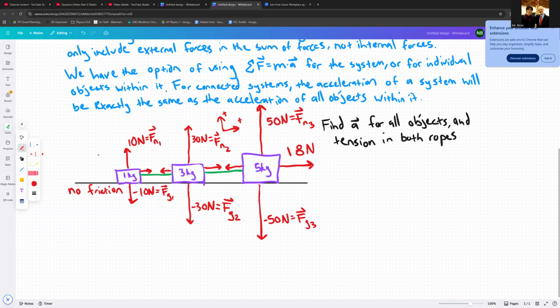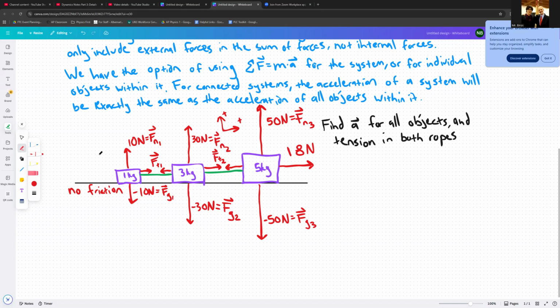We mentioned this back when we first introduced the force of tension. The amount of tension in a given length of rope, string, or cable, assuming that it is massless, is the same. So we could call this entire thing here just FT1, and we could call this one FT2. Alrighty. Now we're all set up.